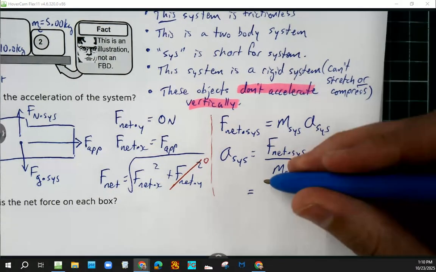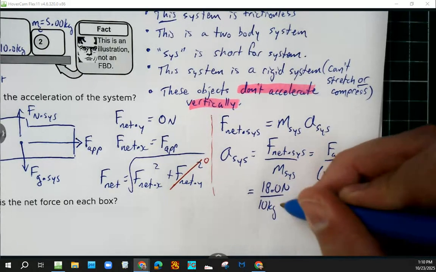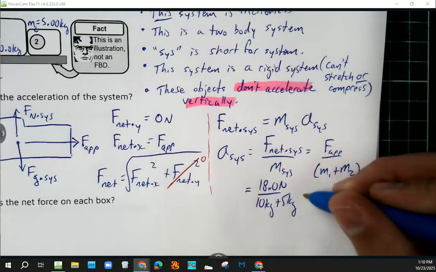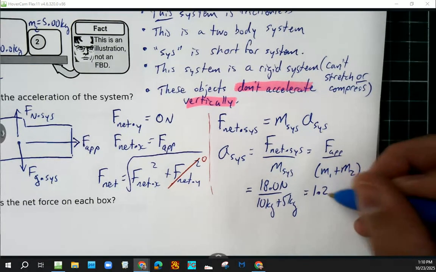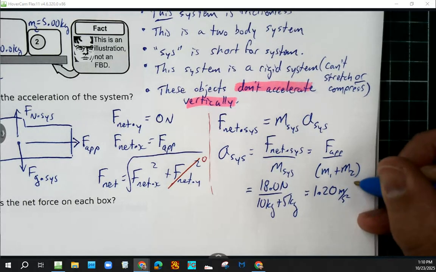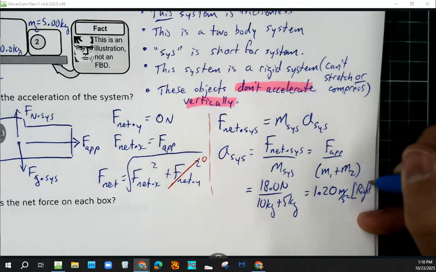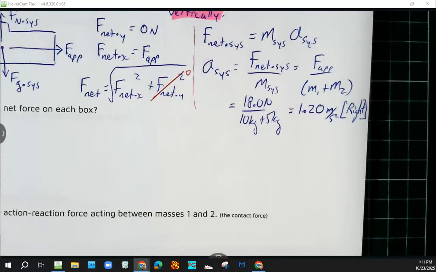But we plug in our values, 18.0 newtons divided by 10 kilograms plus 5 kilograms. Basically, it's 18 divided by 15. Somebody who's quick on the calculator, what's the answer? Nice, yeah, a nice round 1.2. And actually, it should be 1.20 because we got 3 sig figs, meters per second squared to the right. Because I'm trying to write large so everybody can see my writing, I didn't leave myself enough space for a therefore statement. But of course, we could write one: therefore the system accelerates at 1.20 meters per second squared to the right.